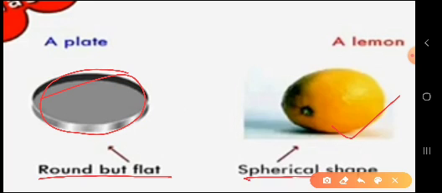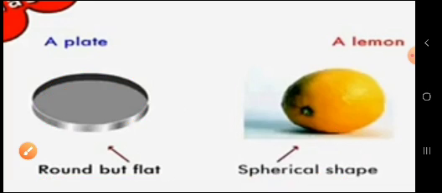Children, I hope by now you must have understood the difference between a round but flat shape and a spherical shape. So our earth is spherical in shape. It is just like a football.